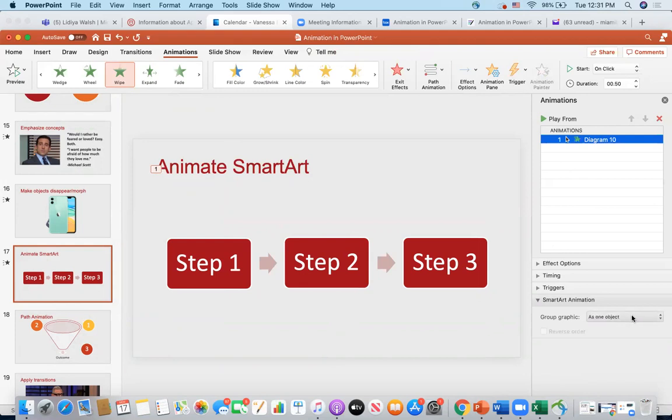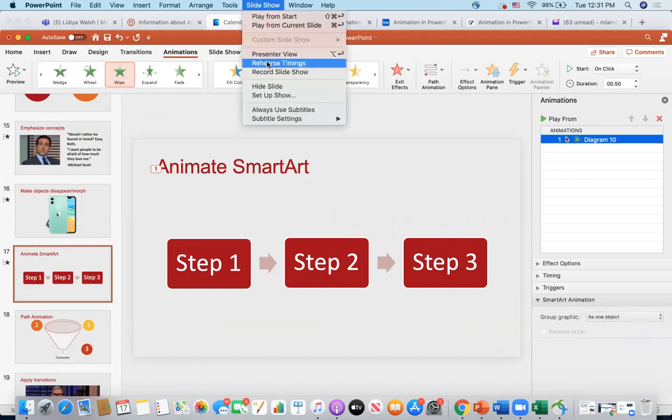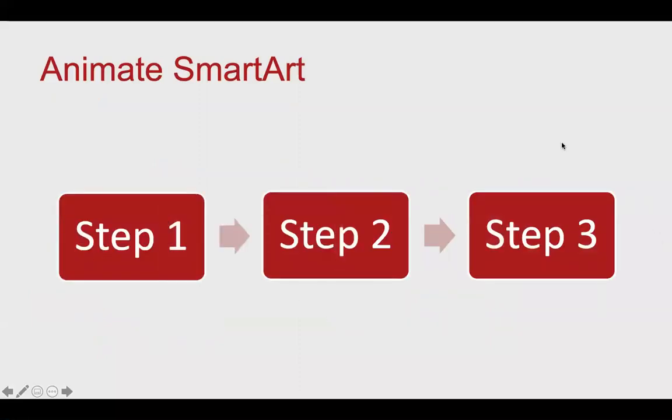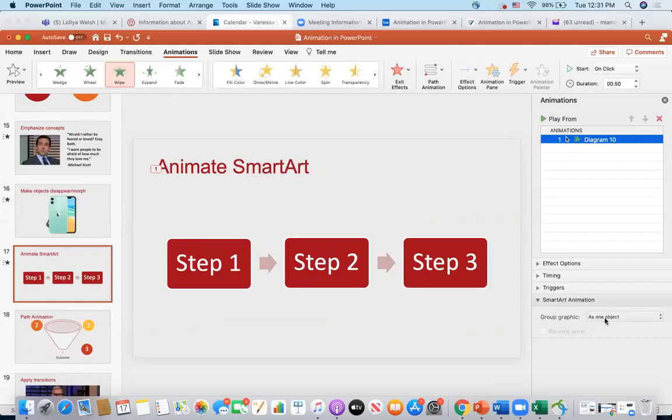So when you are animating Smart Art, you get 3 options for animation. You have as one object, all at once, and one by one. And as one object and all at once sound the same. They're a little bit different, okay? So right now the default is as one object. Let me show you what that looks like one more time. So you're going to notice that the whole thing goes across the screen from left to right. Boom, one big wipe across the screen. So as one object treats the smart art as one giant entity that is animated, okay?